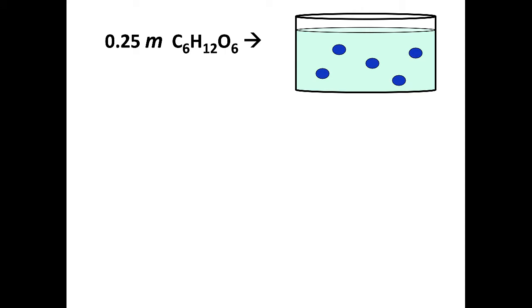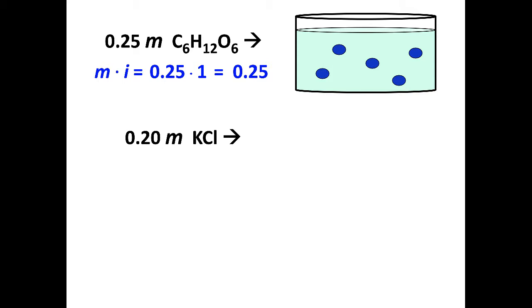So for C6H12O6, a molecular compound, 0.25 molal of that has what we'll call an effective molality, also of 0.25, because each glucose molecule does not break apart into pieces. It has a Van 't Hoff factor of 1, so the molality times the i value gives you 0.25. That's the molality of particles in the solution, and that's what affects the freezing point.